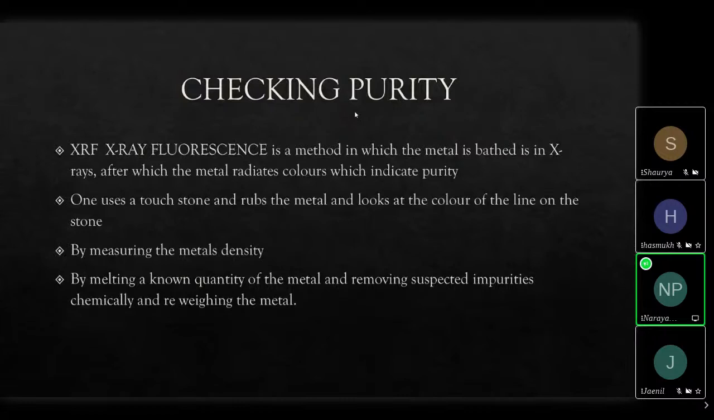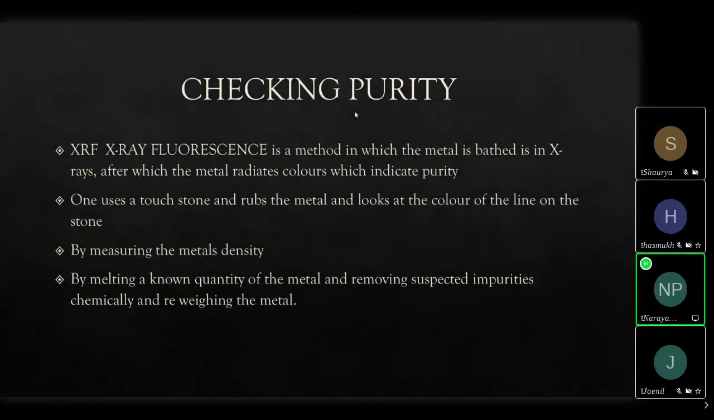Now, while we talk about refining, once we have refined, how do we know it is pure? One method is X-ray fluorescence, in which a metal is bathed in X-rays, after which the metal radiates colors which indicate purity. One also uses a touchstone and rubs the metal. If you go to a goldsmith or one of these gold shops, they will take your used gold ornaments and rub them on a stone and look at the line, and the color of the line will tell them how much copper is there. So whether it's 22 karat gold or 24 karat gold, they can make out.